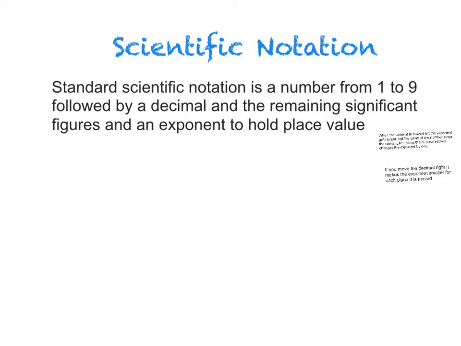An example of this would be 5.43 times 10 to the second. Now this is the same as writing 543. You can see from this example that we have a number 543 that we are writing as a number from 1 to 9, but we still hold the same number of significant figures. So there's 3 significant figures in each problem.